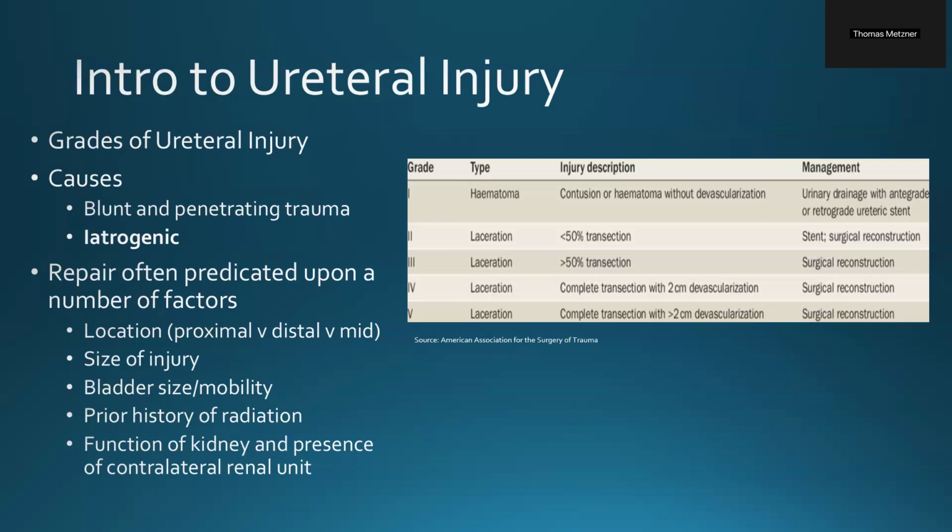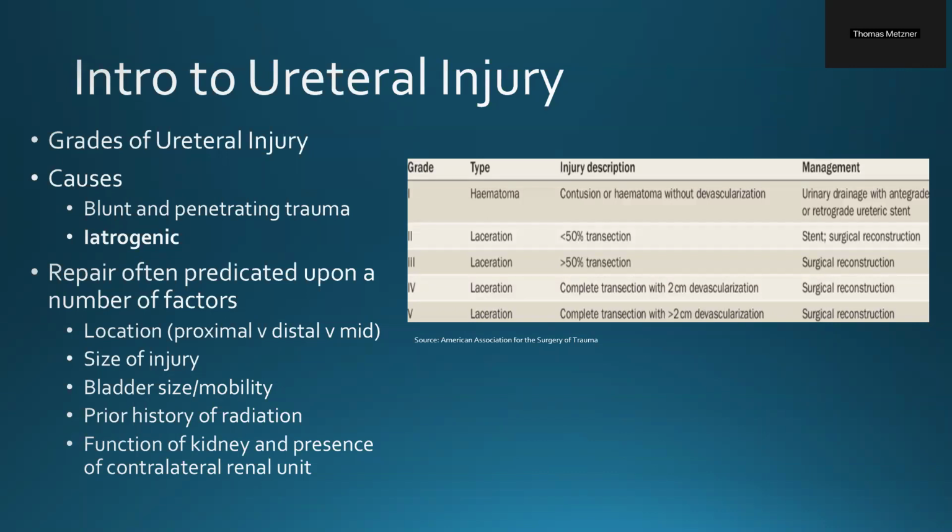But when we start looking at grades 3 through 5 injuries, this is where surgical reconstruction is likely going to come into play. And the repair of these injuries is often predicated upon a number of factors. One is the location of the injury with relation to the ureter. Is it proximal? Is it distal? Or is it within the mid-ureter? The size of the injury, that is the length of the ureter that is involved. Also importantly to consider is the size of the bladder, as well as its function and its relative mobility.